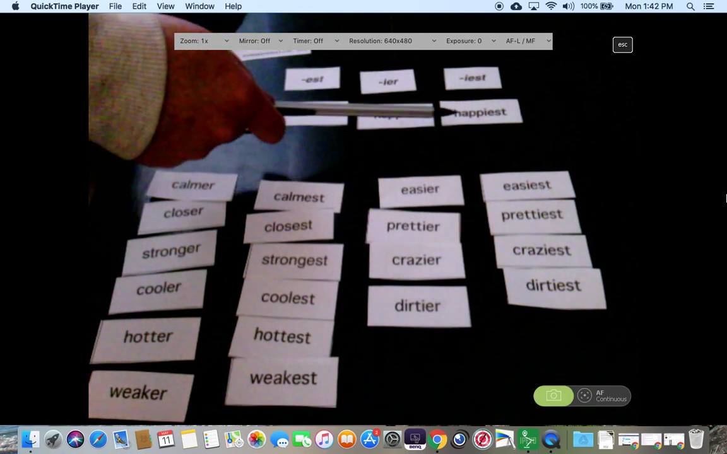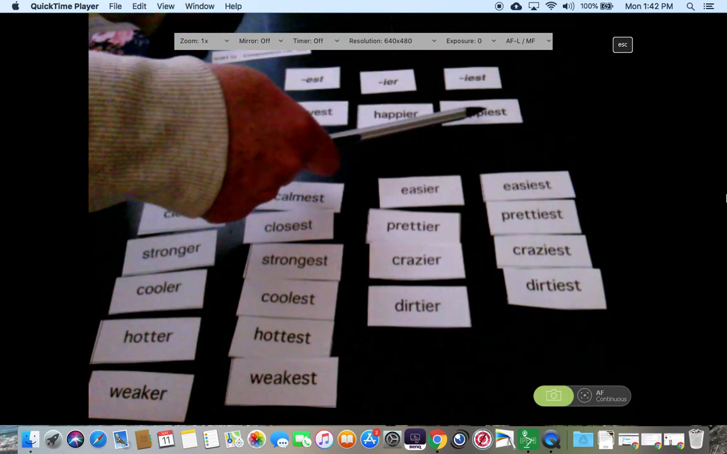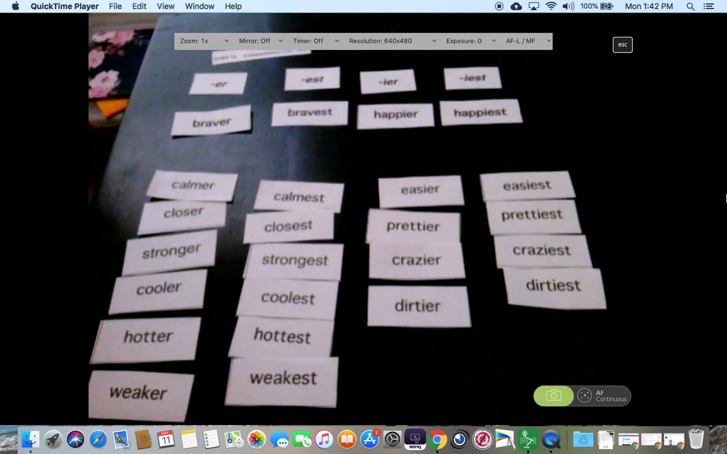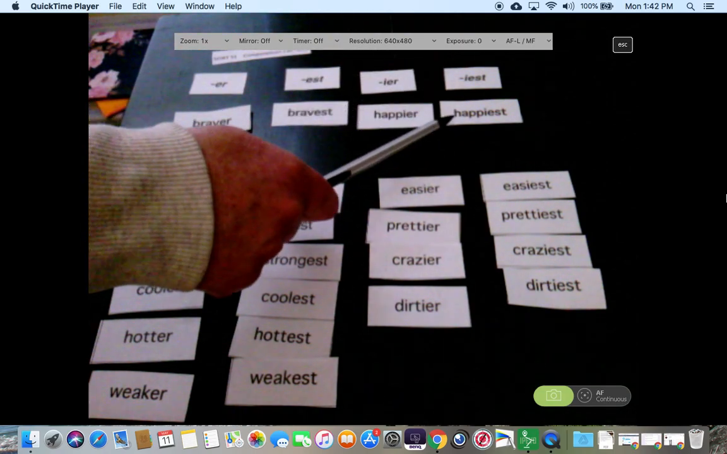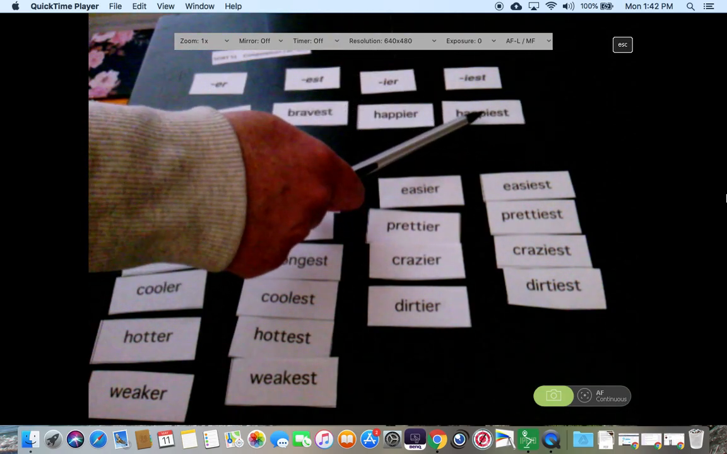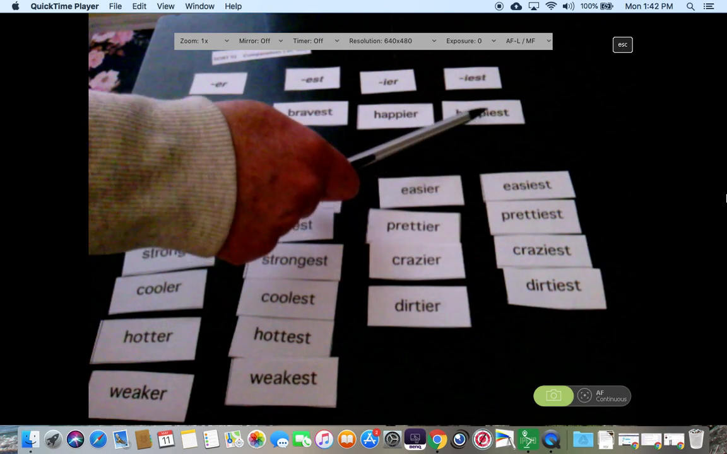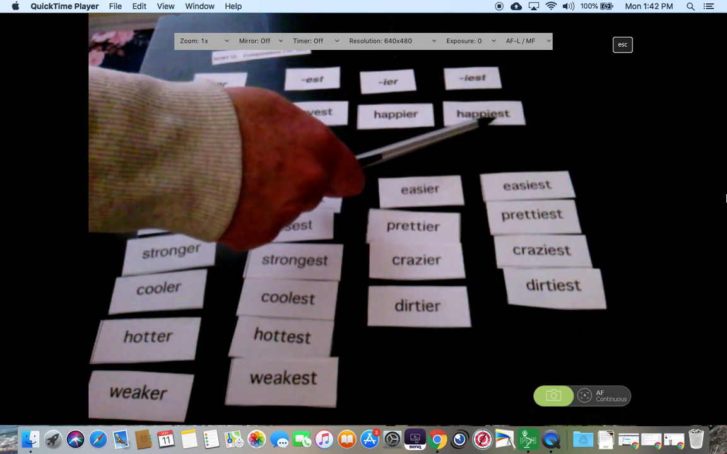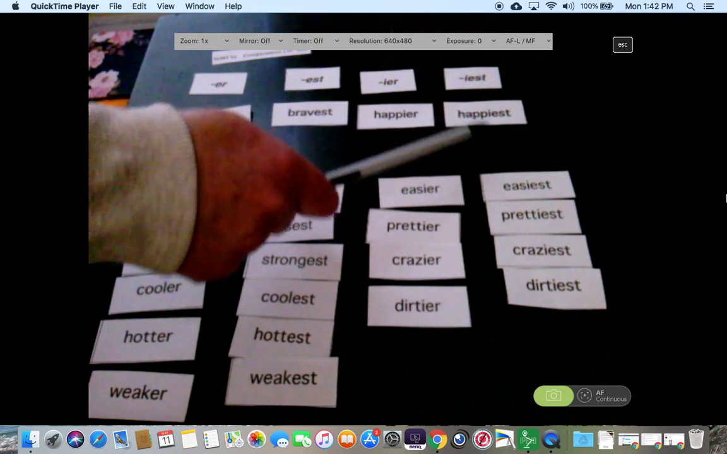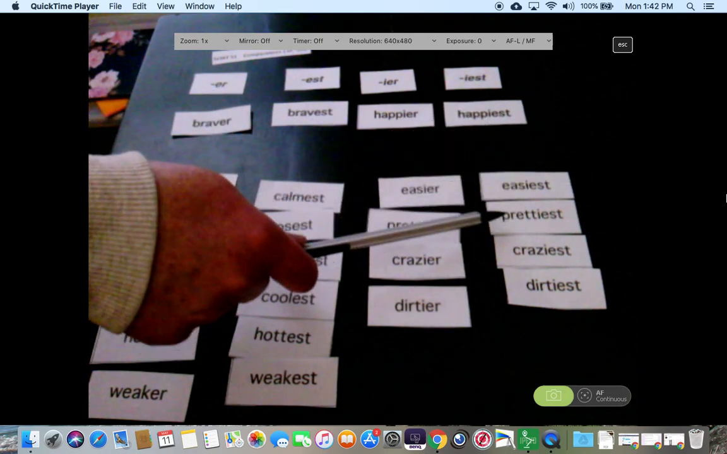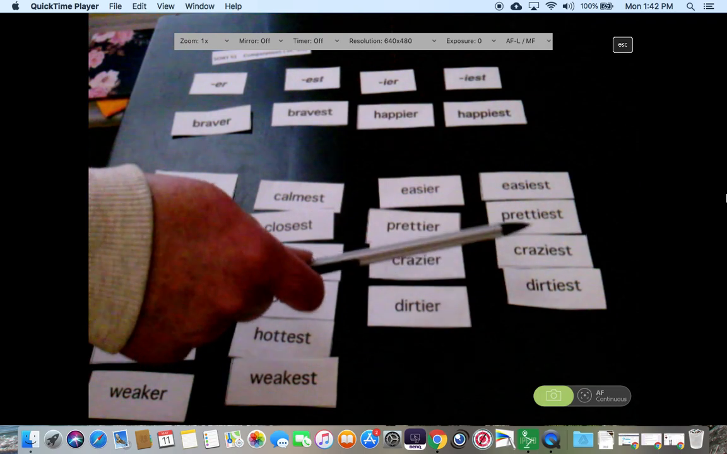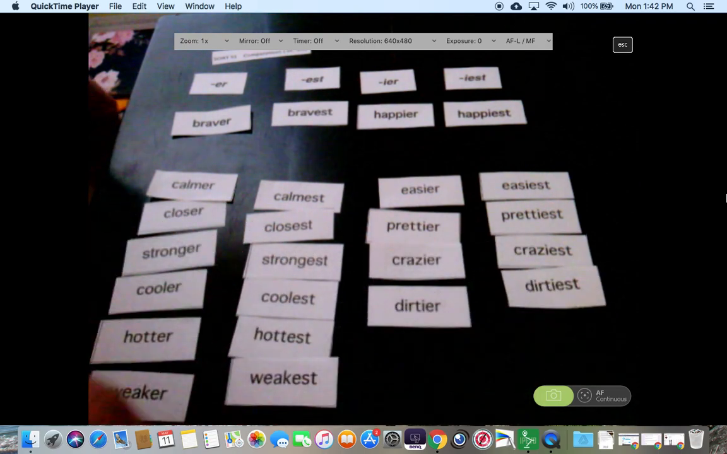And then the same thing. So again, if we were trying to read this word and we weren't sure what it was, or we wanted to spell happiest and we couldn't remember, again, think about writing the base word, happy, changing the Y, replacing it with I, and adding EST. So we have happiest, easiest, prettiest, craziest, and dirtiest.